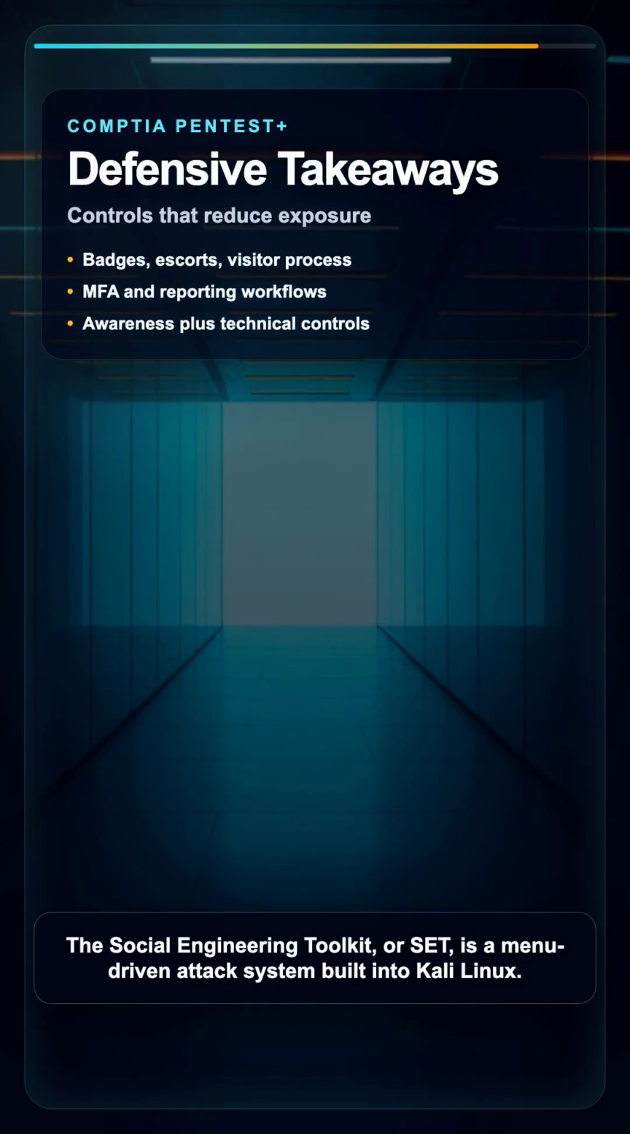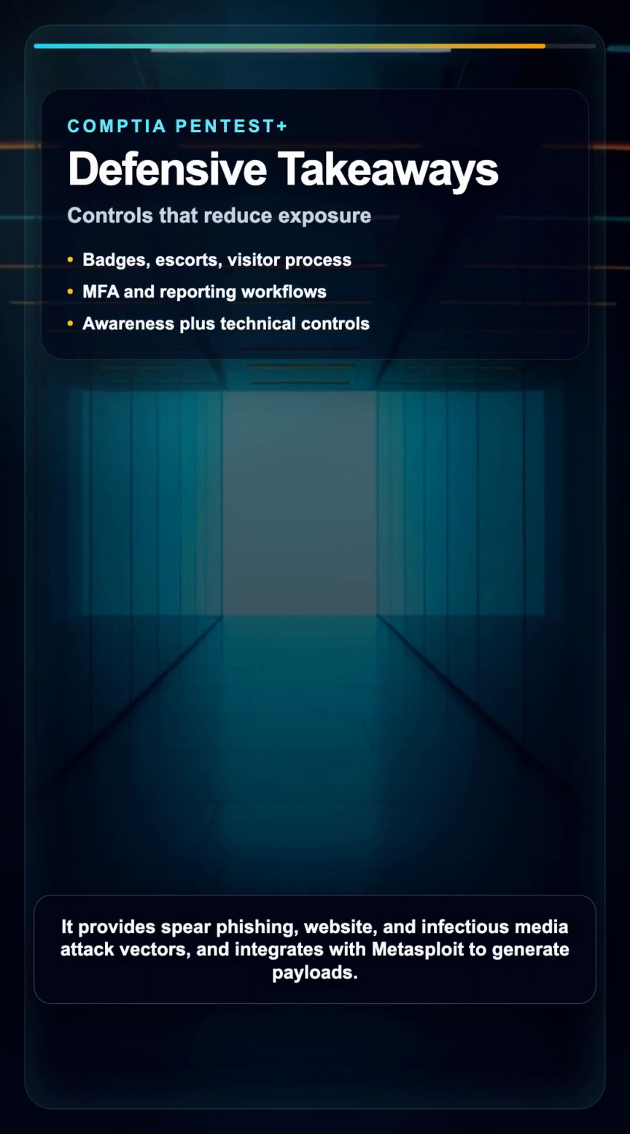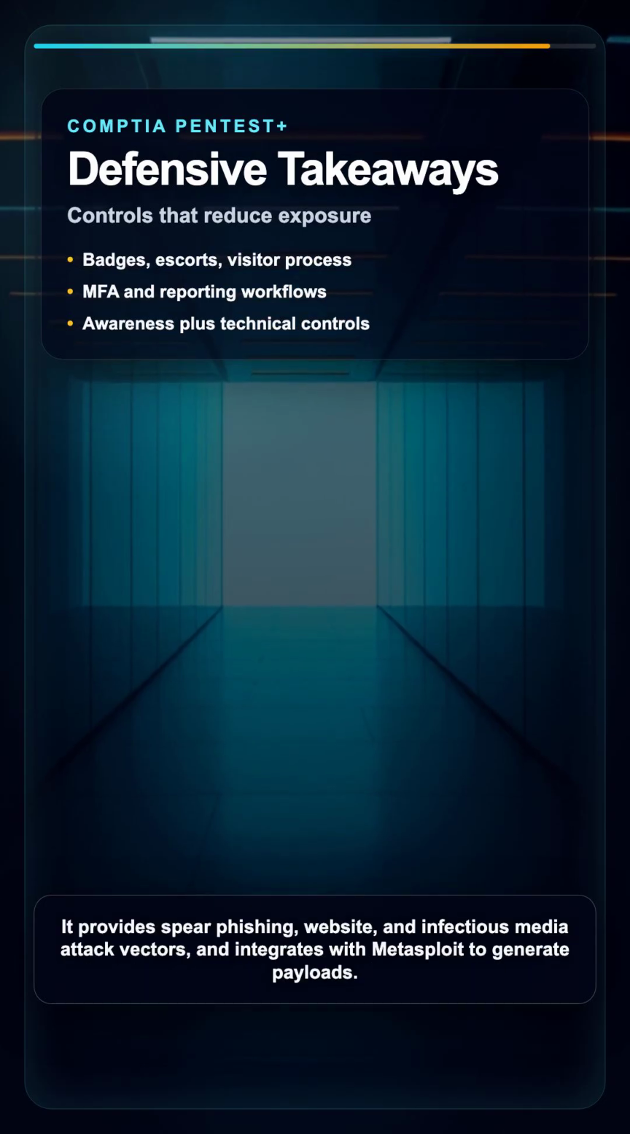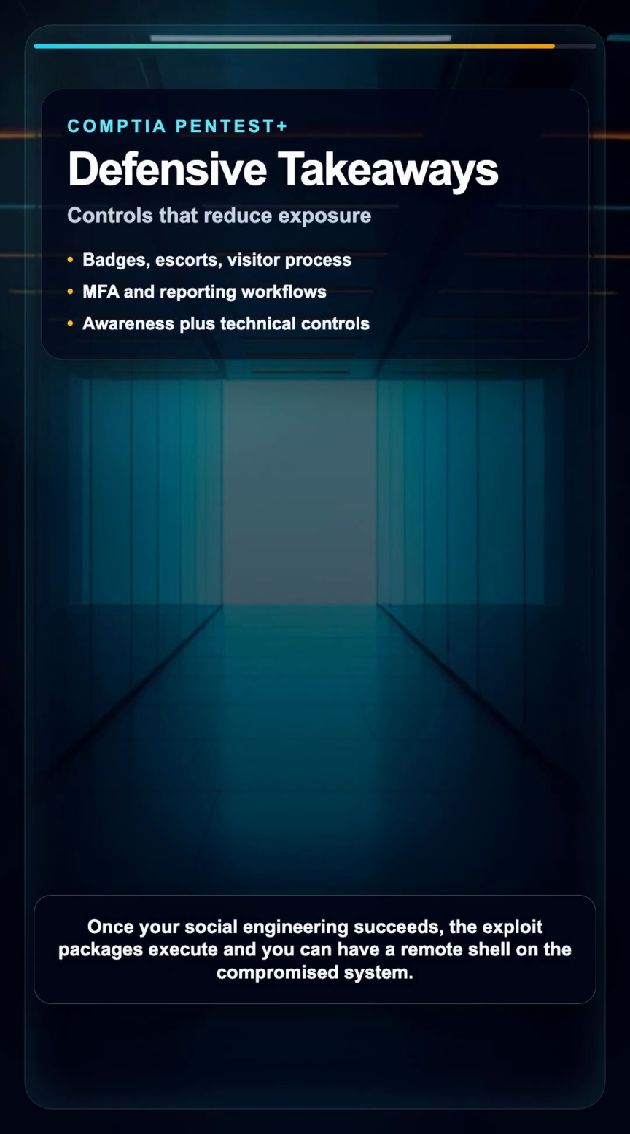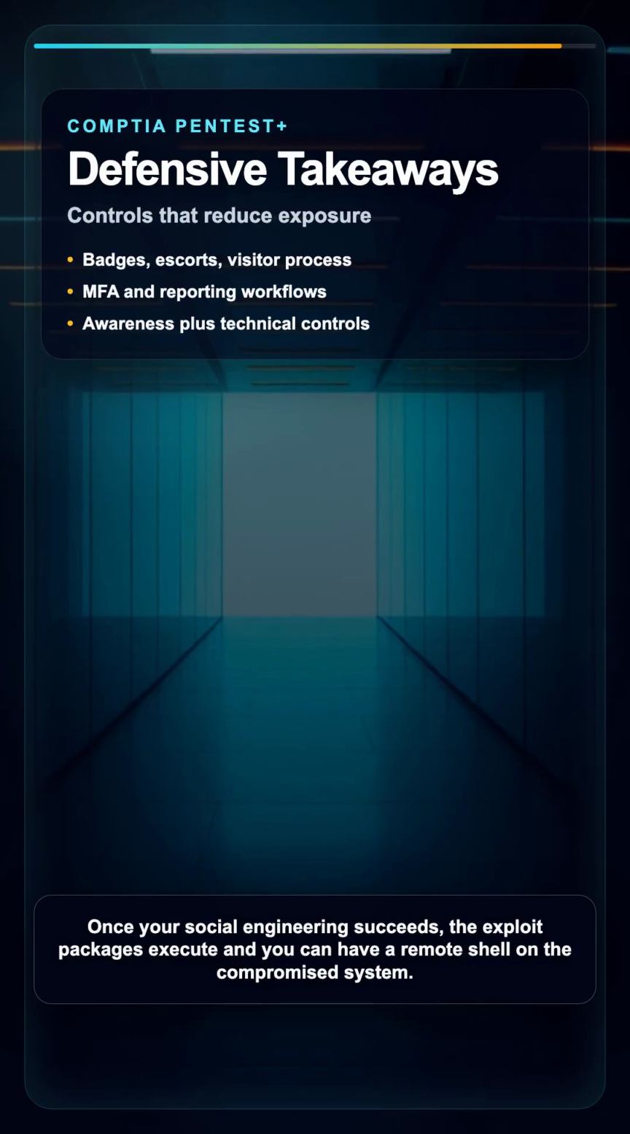The Social Engineering Toolkit, or SET, is a menu-driven attack system built into Kali Linux. It provides spear phishing, website, and infectious media attack vectors, and integrates with Metasploit to generate payloads. Once your social engineering succeeds, the exploit packages execute and you can have a remote shell on the compromised system.